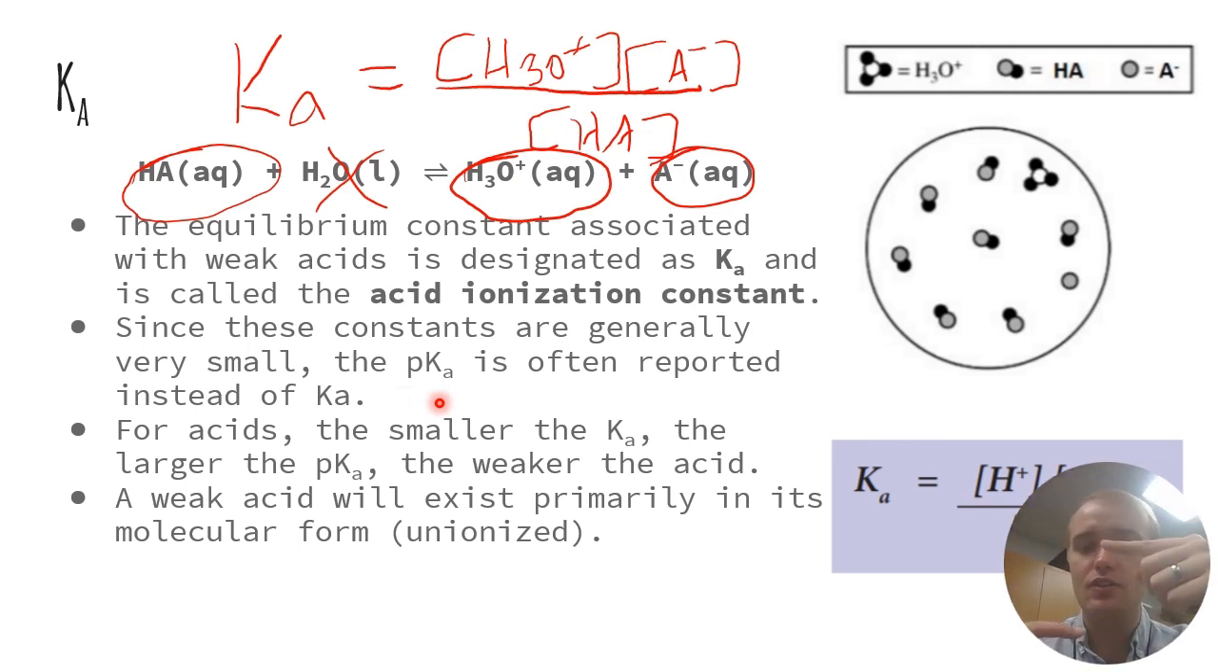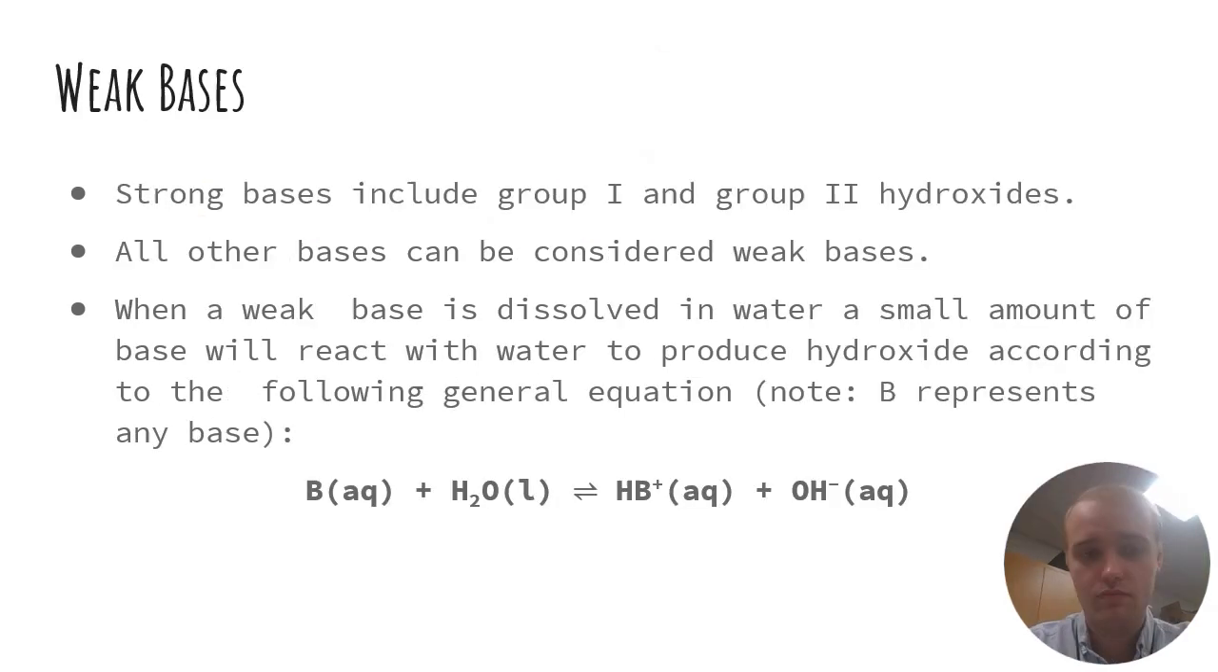And it's actually flipped because it's negative, whereas with Ka, the larger it is, the stronger the acid. With pKa, the smaller it is, the stronger the acid. So it actually mimics pH. The smaller the pH is, the stronger the acid. The smaller the pKa is, the stronger the acid.